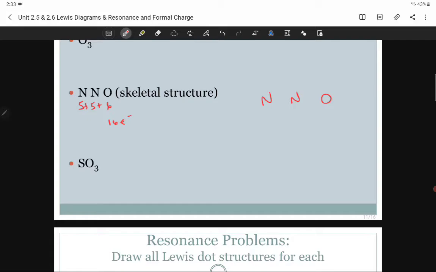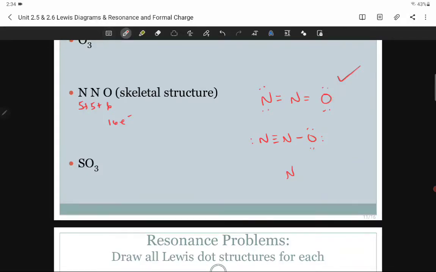So maybe let's give this a shot. What would happen if we did that? 2, 4, 6, 8, 10, 12, 14, 16. Bingo. That looks like that works. Could we go that way? 2, 4, 6, 8, 10, 12, 14, 16. That also has 16 dots and everything has 8 around it.